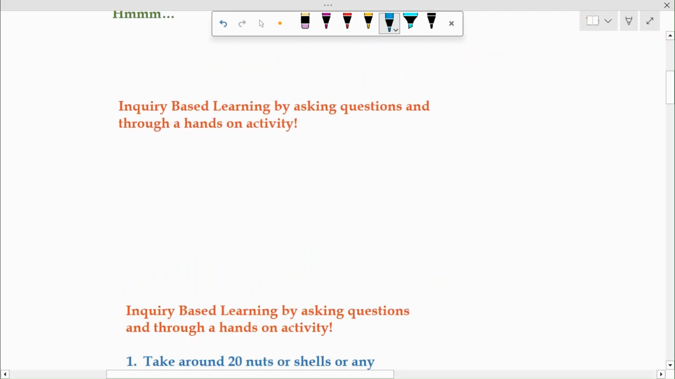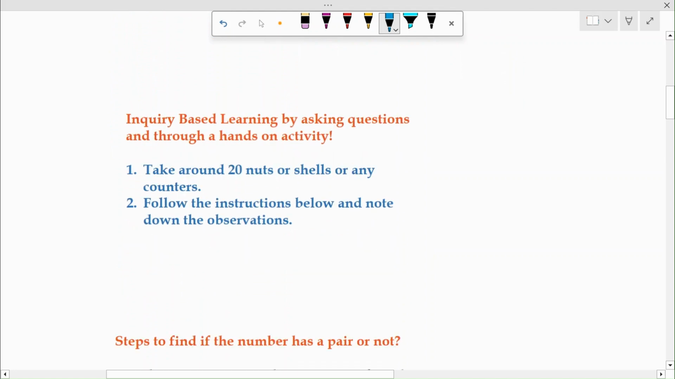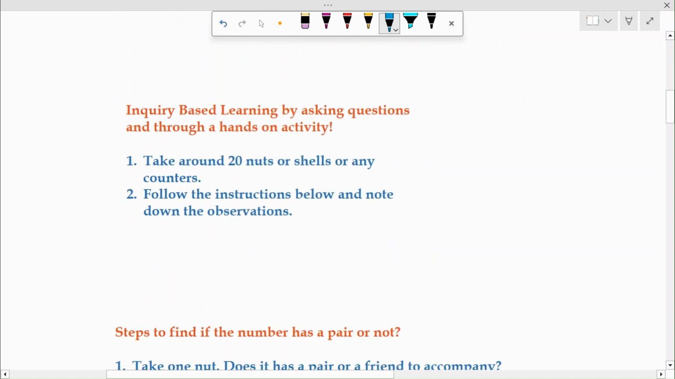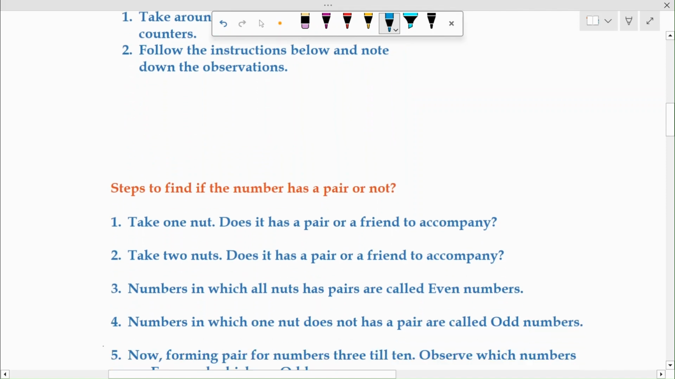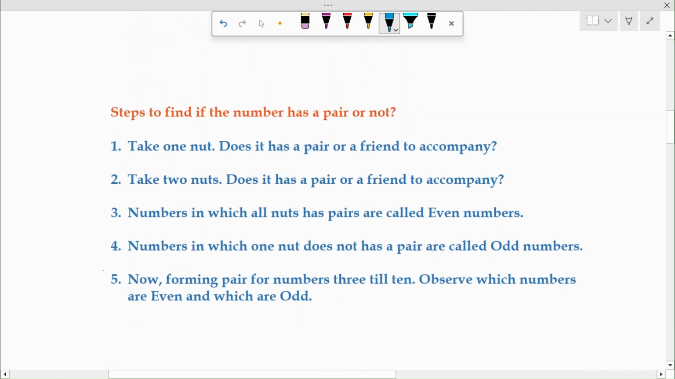Come, let's go to the activity and the guiding questions. You need around 20 nuts or shells or any counters, follow the instructions below, and have a notepad to note down your observations. Let's start the activity now.